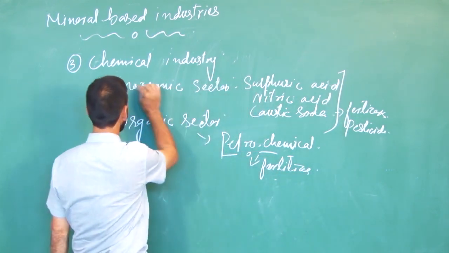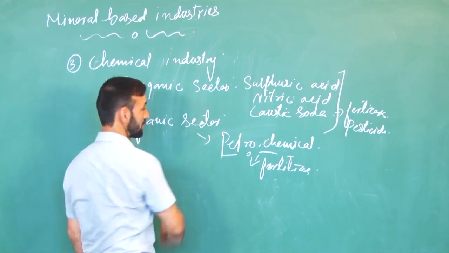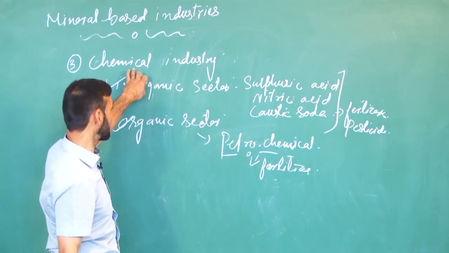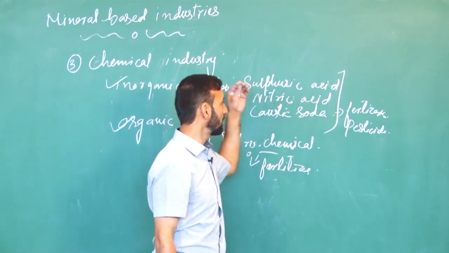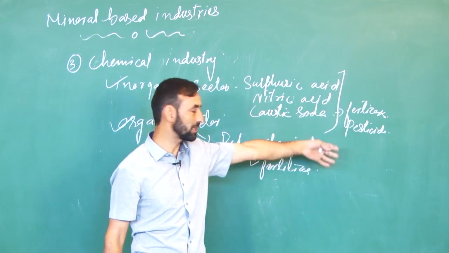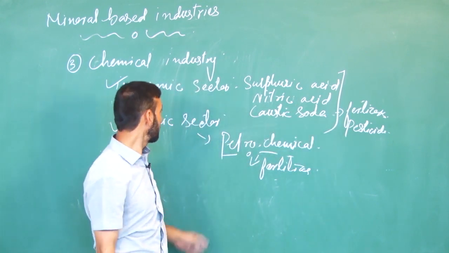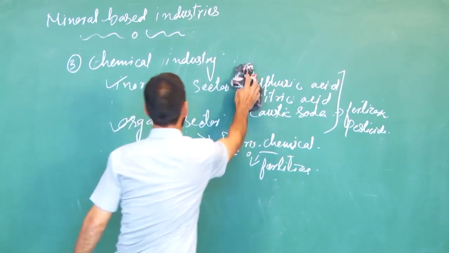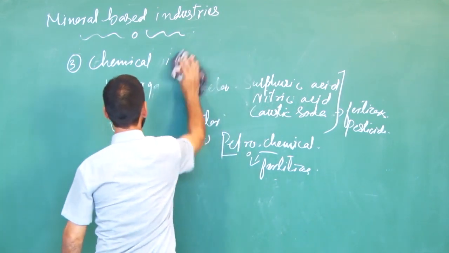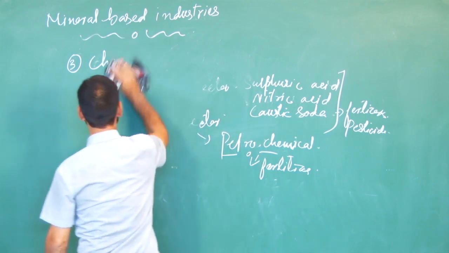This way, inorganic and organic sectors are the two sectors in the chemical industry, in order to manufacture different kinds of things like plastic, fertilizers, pesticides, weedicides, and other chemicals, which are more helpful in present day life. In this way, there is another industry, that is the fertilizer industry.